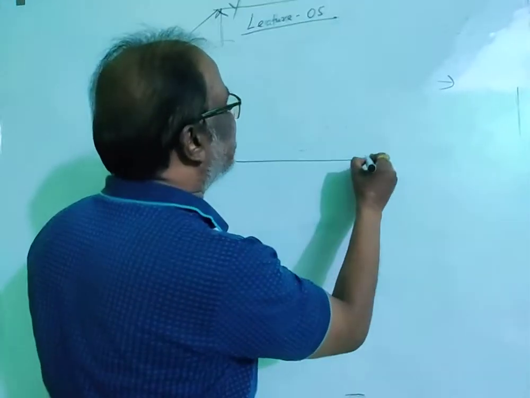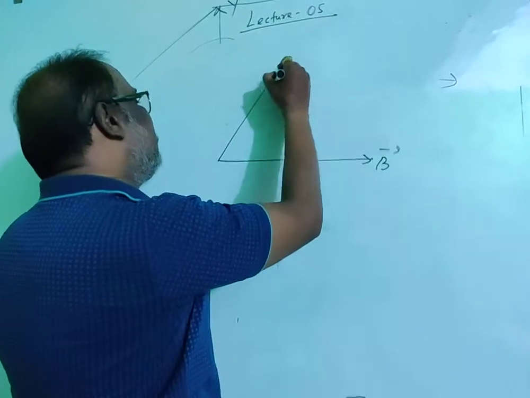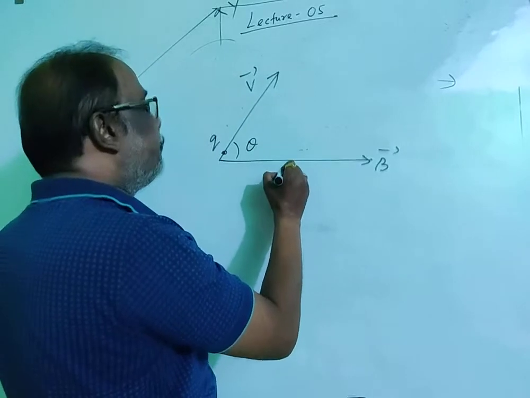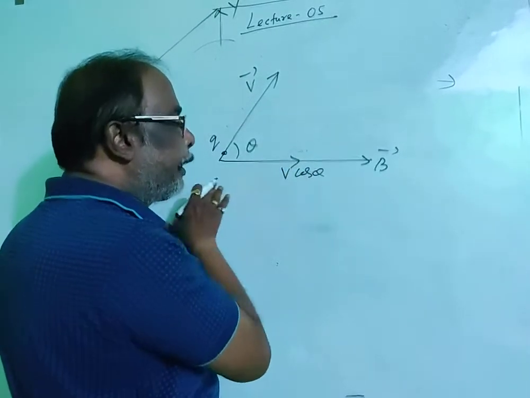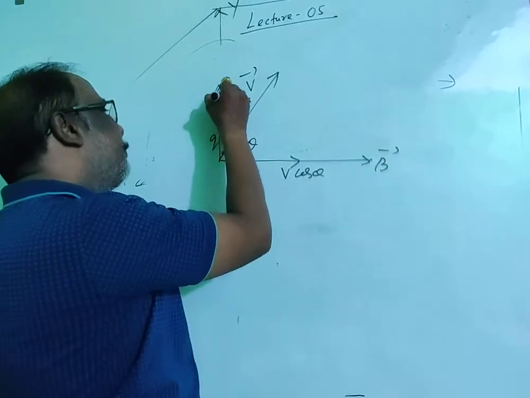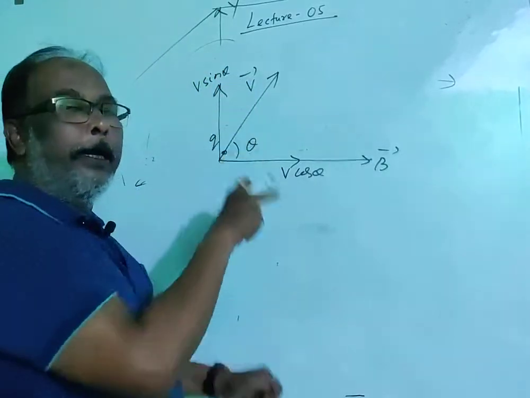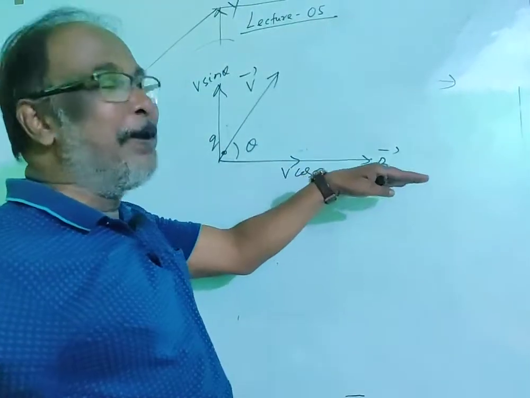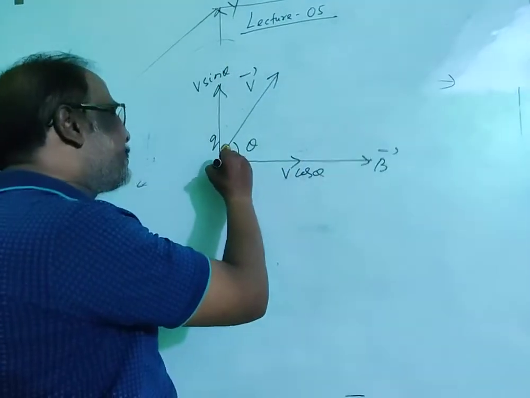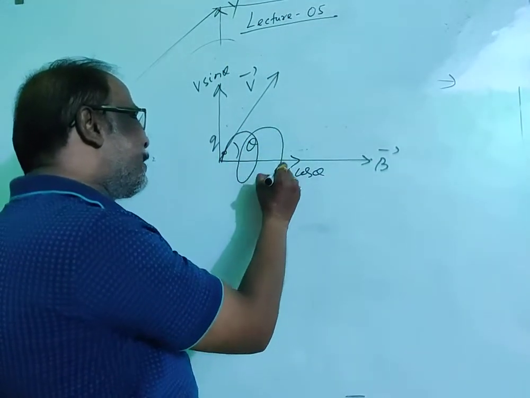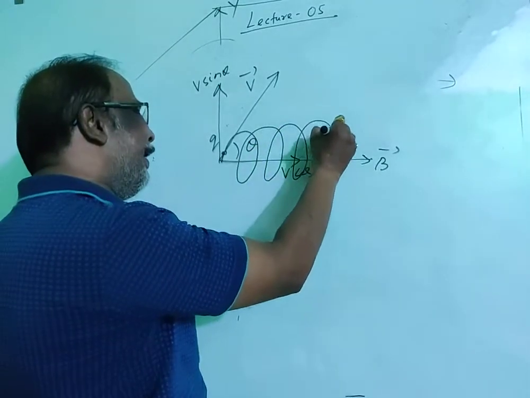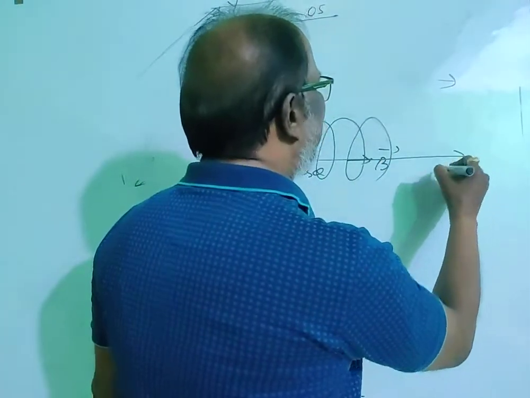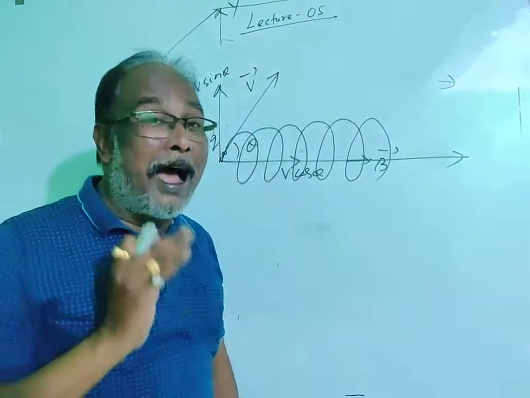see, this is the direction of magnetic field, this is the direction of velocity of charged particle q, and this is angle theta. This component is V cos theta. It will tend to move along a straight line. Due to the component V sin theta, it will rotate in circular orbits. So the combined motion, linear motion and rotational motion, will give nature of trajectory helical.